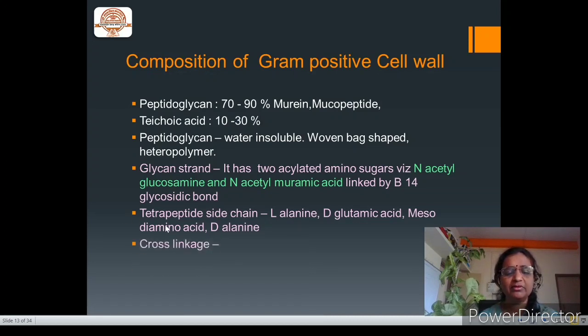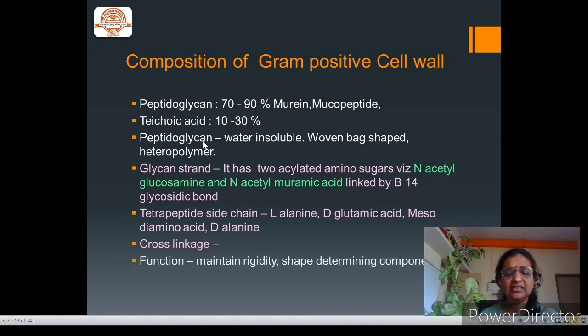Now which is the third part of peptidoglycan? The third part is the cross linkage. Every tetrapeptide side chain is cross linked by a cross linkage, and the cross linkage occurs between the fourth amino acid at its carboxyl end and the third amino acid at its amino end. There is formation of a CONH bond between the fourth amino acid of one chain and the third amino acid of another chain. That is the cross linkage, and with the help of the cross linkage, the structure becomes more and more meshwork like and rigid. So that is peptidoglycan.